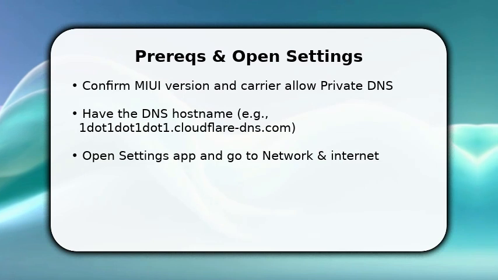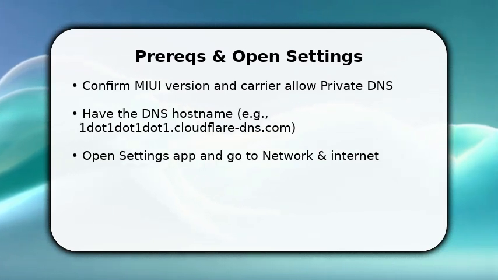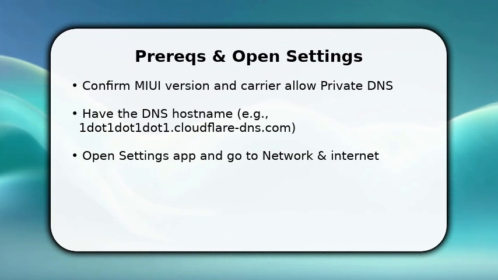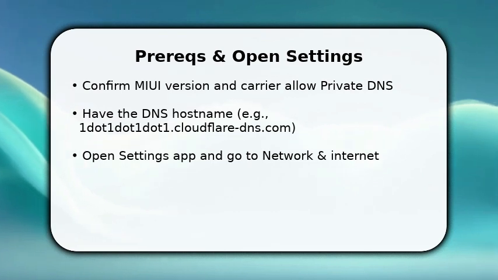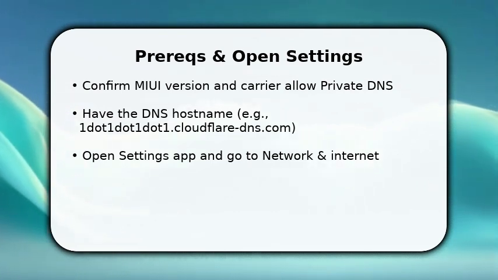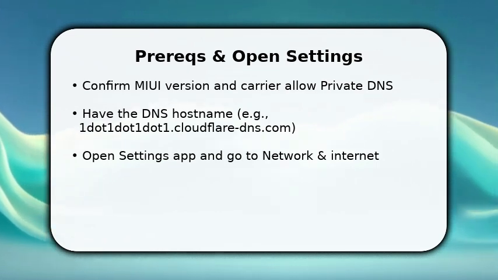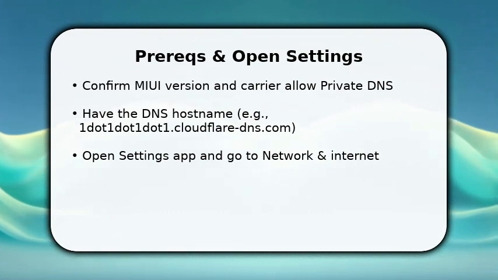You first check prerequisites, confirm your MIUI version and carrier limitations, and copy the DNS hostname you plan to use. Now open Settings and tap Network and Internet. This moves you into system-level networking controls. Once inside, you'll see Wi-Fi and mobile network options. Don't change networks yet. Make sure airplane mode is off so changes apply. These steps prepare the phone so the private DNS option appears and accepts the custom hostname without conflicts.